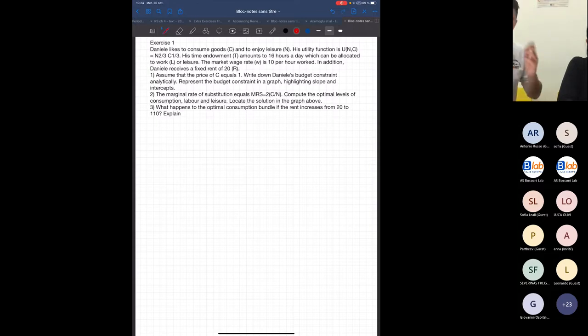At this point, there's just one extra scenario that you have to try to solve yourself. What happens to the optimal consumption bundle if the rent increases from 20 to 110? Explain. Okay, so maybe we can give ourselves 5 minutes to start with point one. You can try to solve it yourself and then we go through it together, okay?